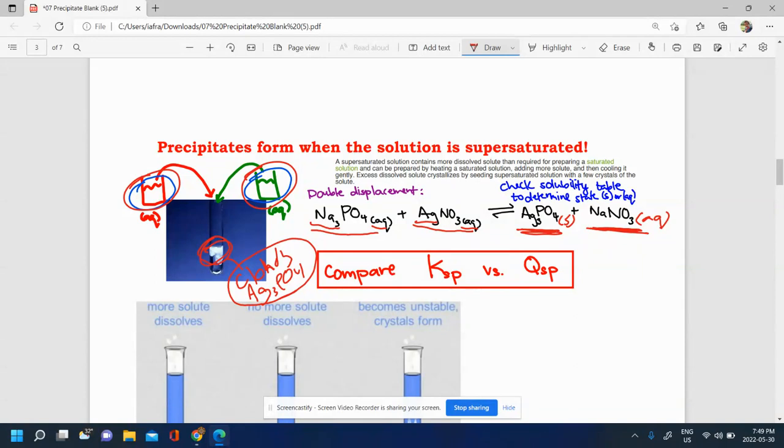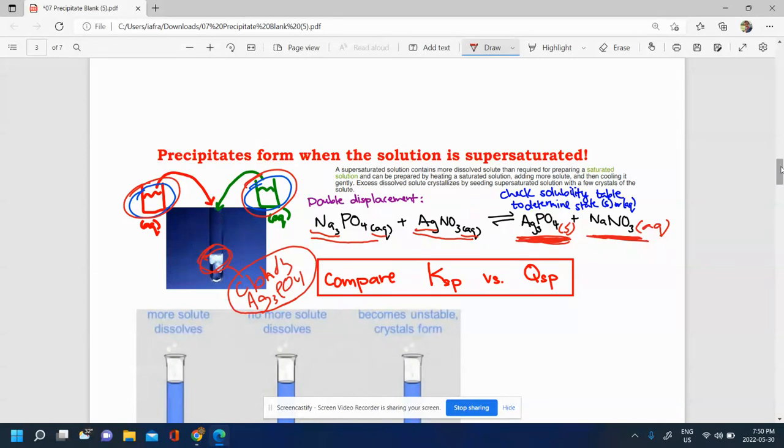Now, how do we know if this is going to happen? How can we predict this will happen? Well, we can do our double displacement and look at our solubility table to see if there will be a precipitate, but certain conditions have to be met for this to actually precipitate out. And so we're going to take a look at what those conditions are.